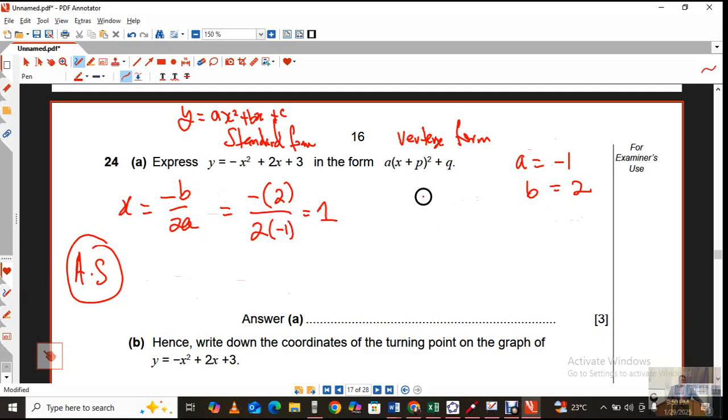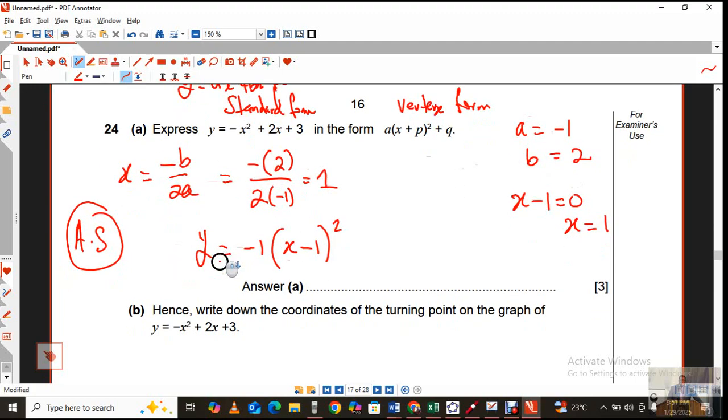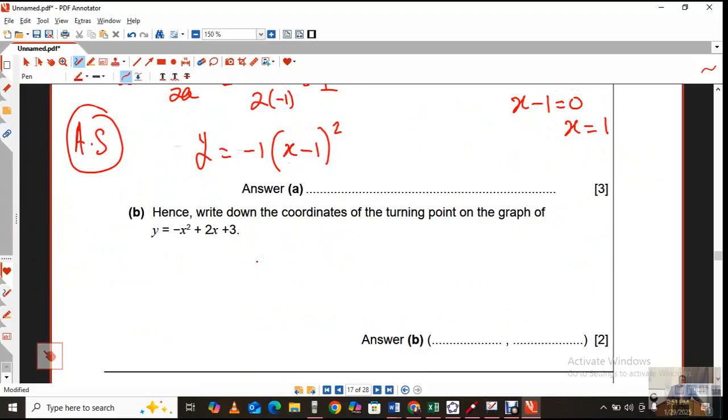So what does it mean? When I write it in vertex form, I will say y equals to, my a is -1. Inside here, it will be opposite of what this is. If this is a plus, here I'll put x -1 all squared. Because the stuff inside the bracket, this x -1, refers to the horizontal translation of the graph. So if I say the stuff inside equal to 0, then x will equal to 1 if I want to find that turning point. That x equals to 1 is the turning point. It's the x value of the turning point.